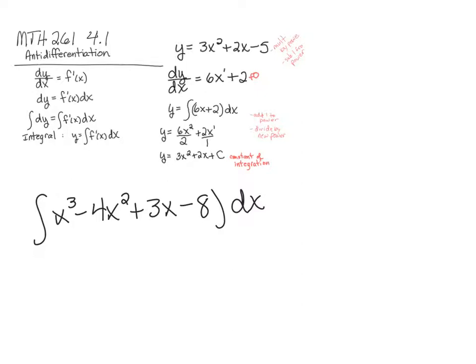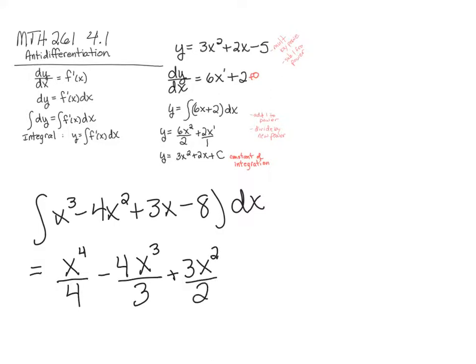So let's see what we're going to do. I'm going to copy my x, increase the power, divide by the new power. I'm going to copy my minus 4, my x, I'm going to add 1 and divide. Copy plus 3, copy the x, add 1 to the power, divide by the power, copy the minus 8, that was x to the 0. We're going to end up with x.